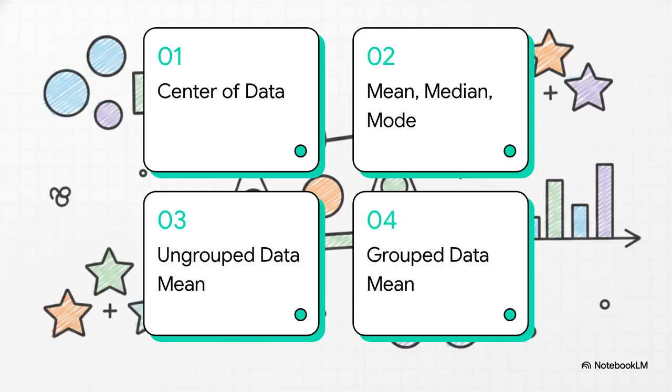Here is our roadmap for today. We'll start with the center of data. Then look at the mean, median, and mode. After that, we'll calculate the mean of ungrouped data, and finally, wrap up with the mean of grouped data.